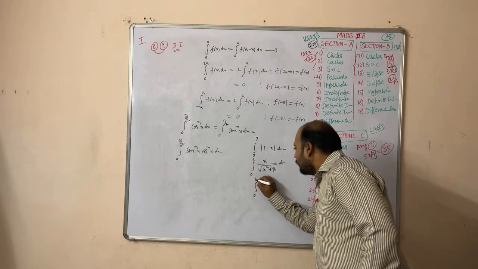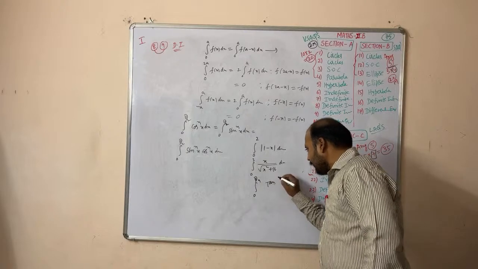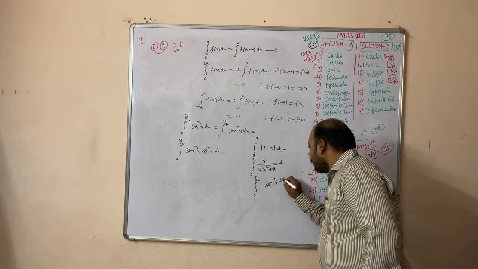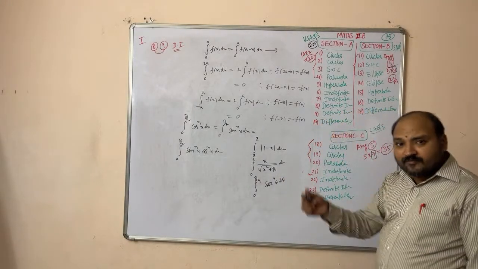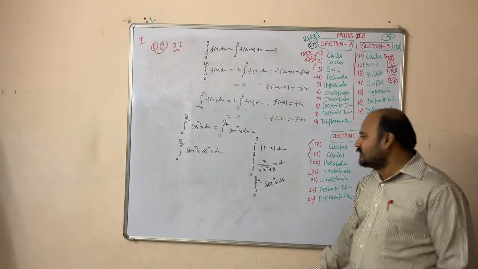Integral 0 to pi by 4 tan power secant power 4 theta into d theta. So secant power 4 theta can be written as secant square theta into secant square theta. One of the secant square theta in terms of tan you can write and simplify and get the answer.